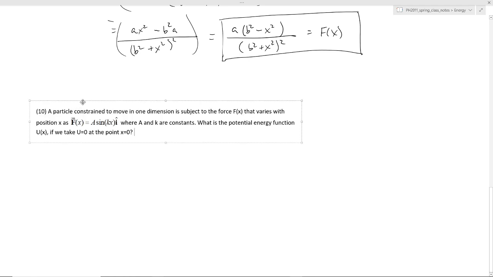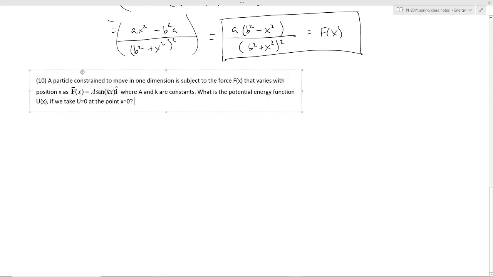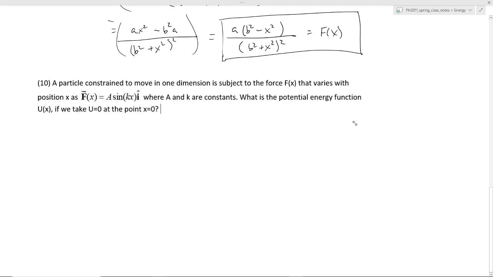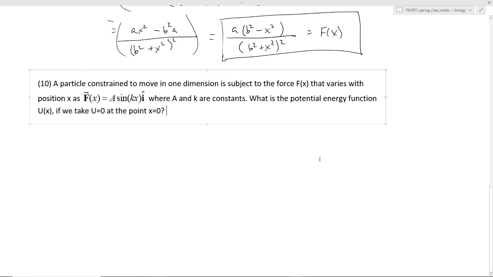And I think integration, of course, is a little bit trickier maybe than differentiation. So this problem: a particle is constrained to move in one dimension, is subject to the force f of x that varies with the position as f of x. Oh, I should mention, this is implicit here that this is an i hat.